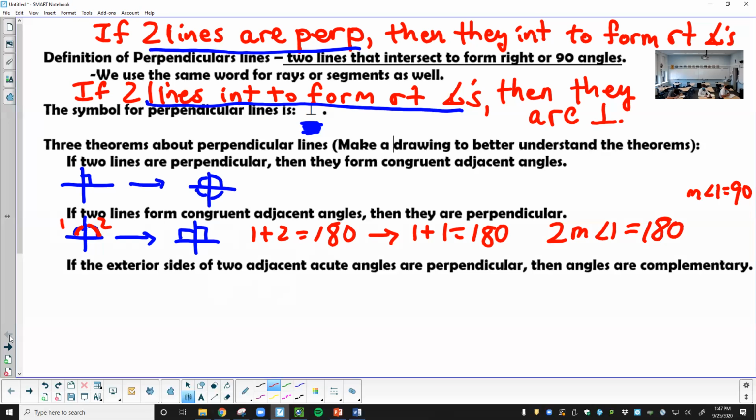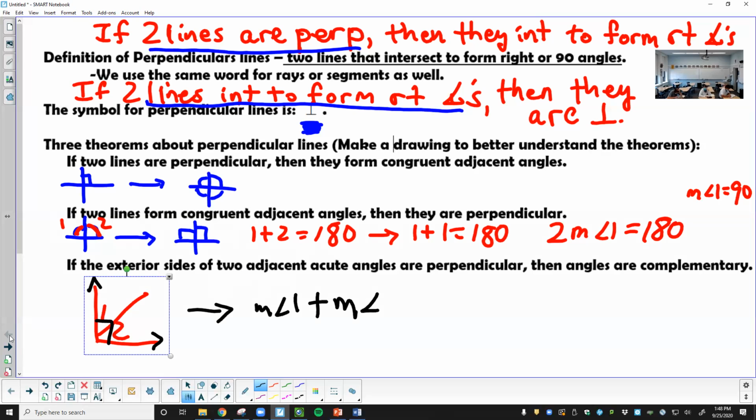All right, the last theorem that we're dealing with here, if the exterior sides of two adjacent acute angles. So the exterior sides, right there, of two adjacent acute angles, we're going to call that angle 1 and 2, if those are perpendicular to each other. So we say that this ray here and this ray right here are perpendicular to each other, then 1 and 2 must be complementary. So if that's the case, measure of angle 1 plus the measure of angle 2 must be equal to 90.